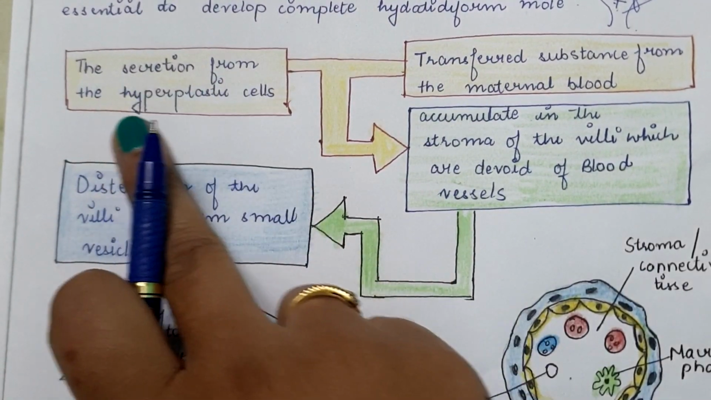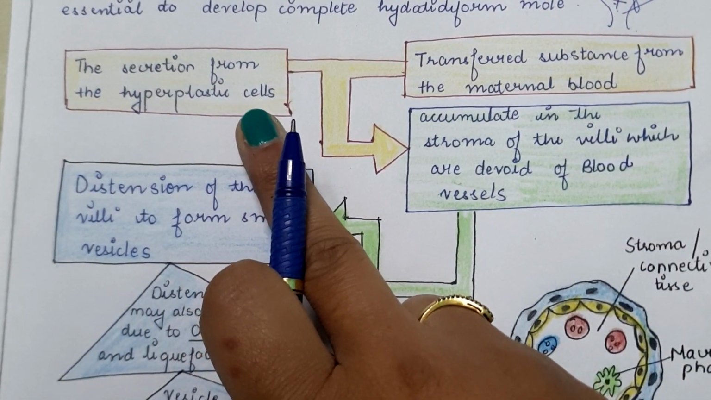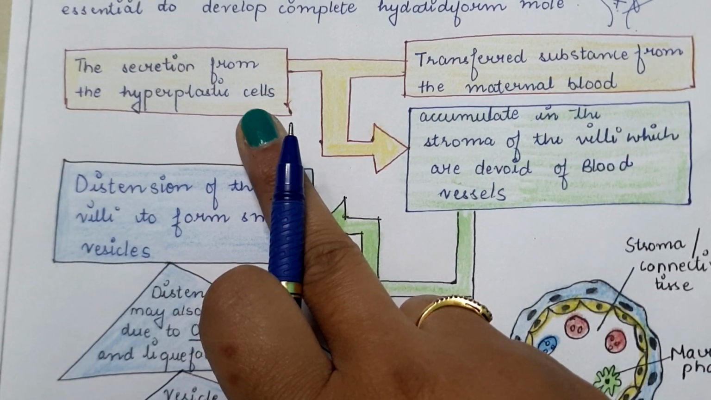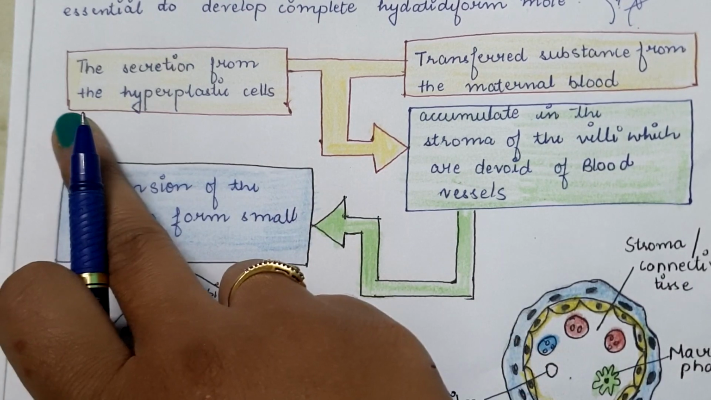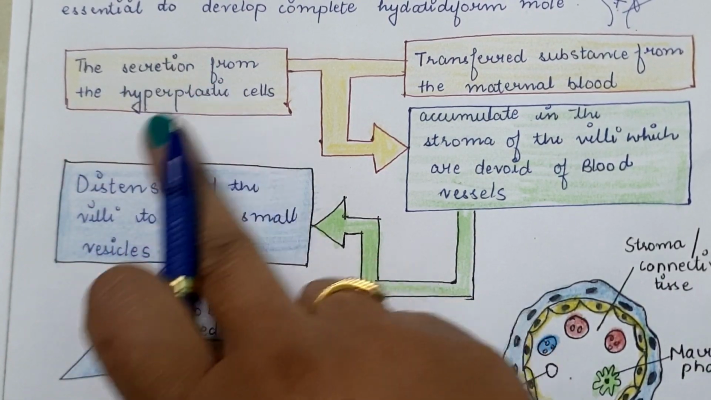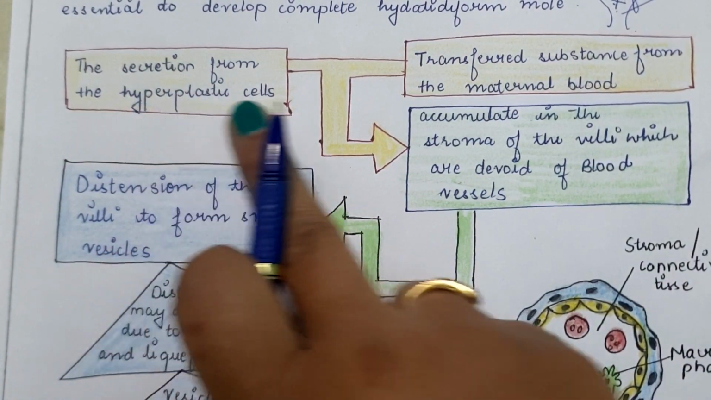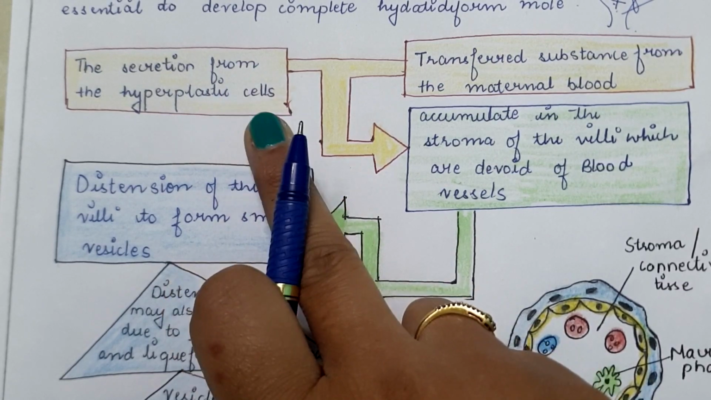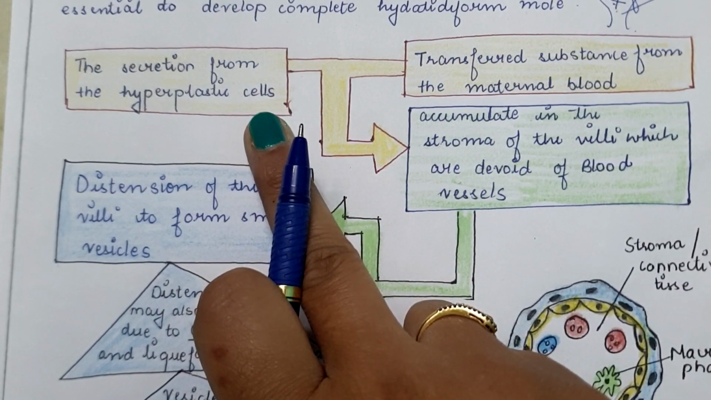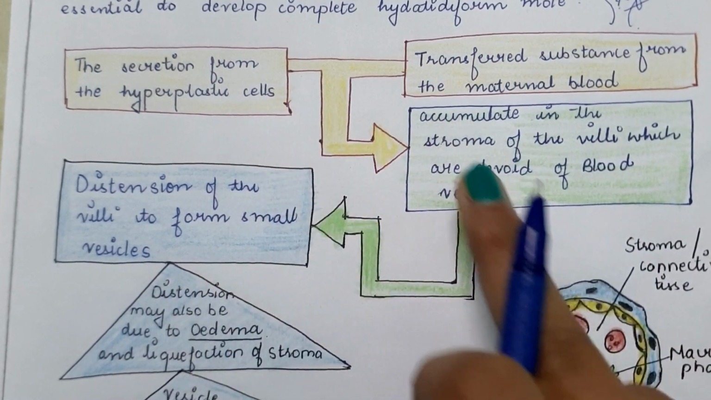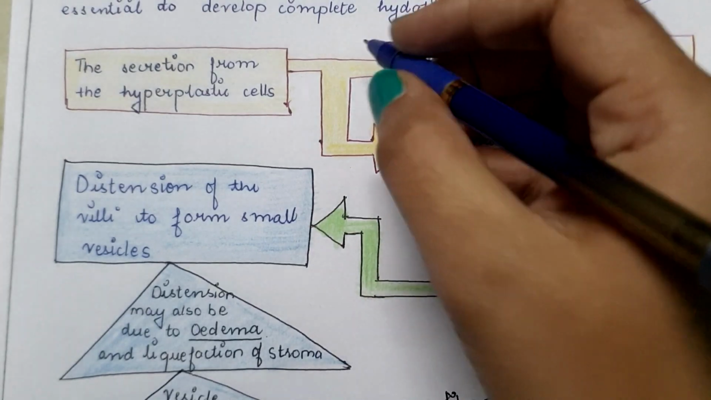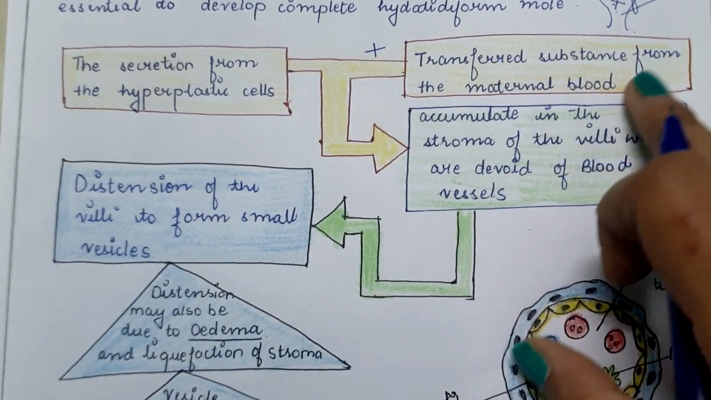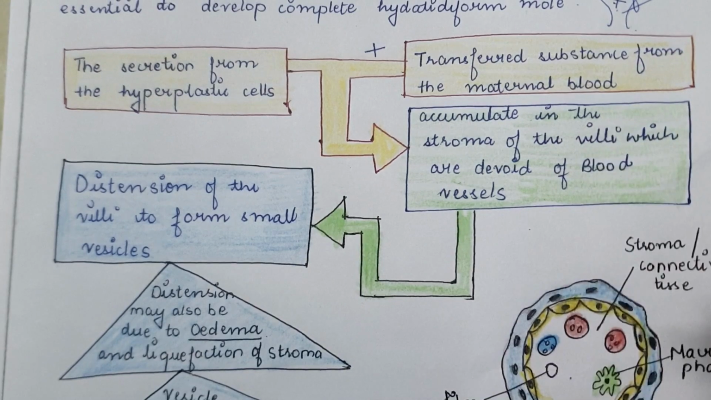The secretion from the hyperplastic cells. These things I already explained in detail in the definition of hydatidiform mole, but still I'll discuss it once again. The secretion from the hyperplastic cells. What are hyperplastic cells? That is trophoblast cells, that is syncytiotrophoblasts and cytotrophoblast cells, plus the transferred substances from the maternal blood.